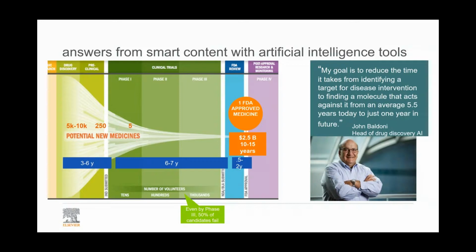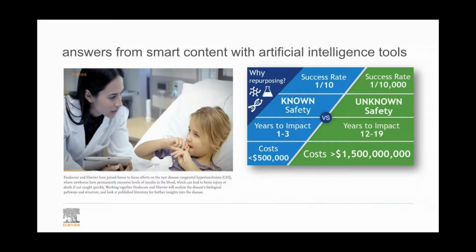So just to give an example of the kind of work which we're doing within Elsevier, we've worked with a charity in the UK called Find a Cure on a rare disease called congenital hyperinsulinism, and we're focusing on drug repurposing. Really, one of the reasons to do that is there's an opportunity to have fast results. And actually, Find a Cure put us in contact with the Cures Within Reach organization, which is how this connection got started.